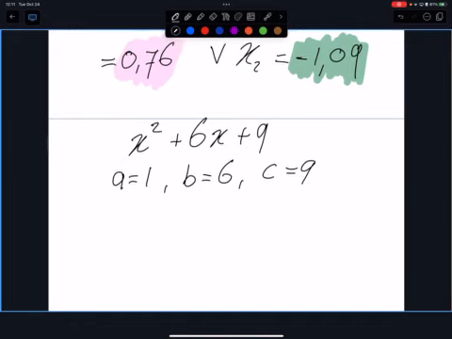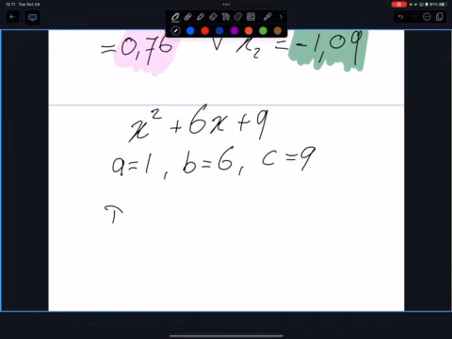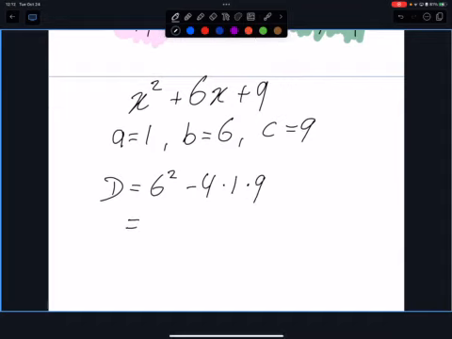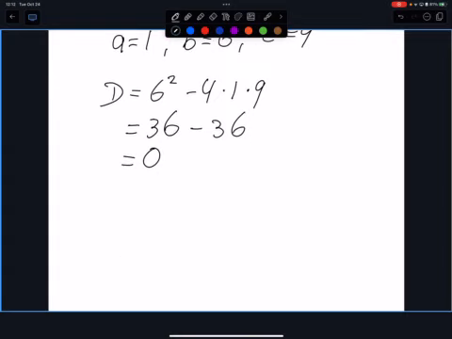Correct. So the discriminant is 6 squared, subtract 4 times 1 times 9. So you have 36, subtract 36. Your answer is 0.